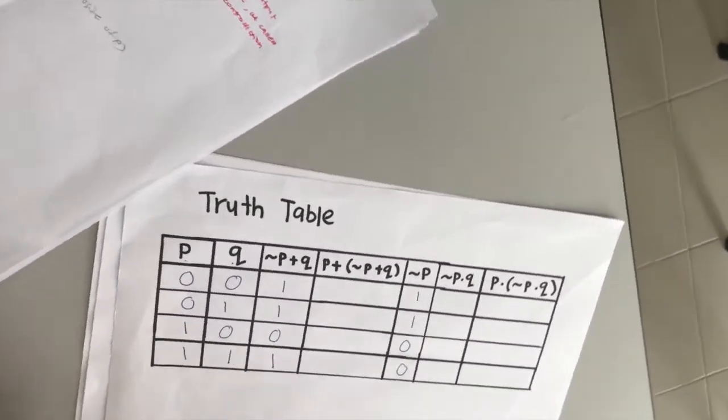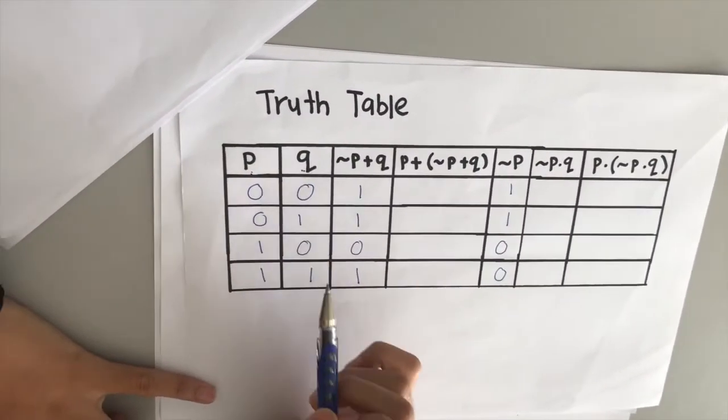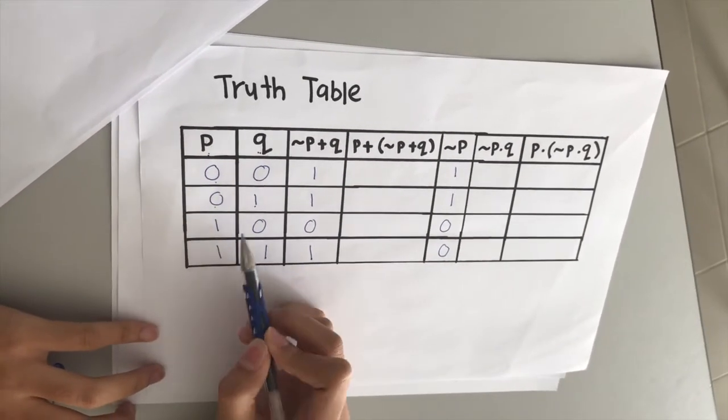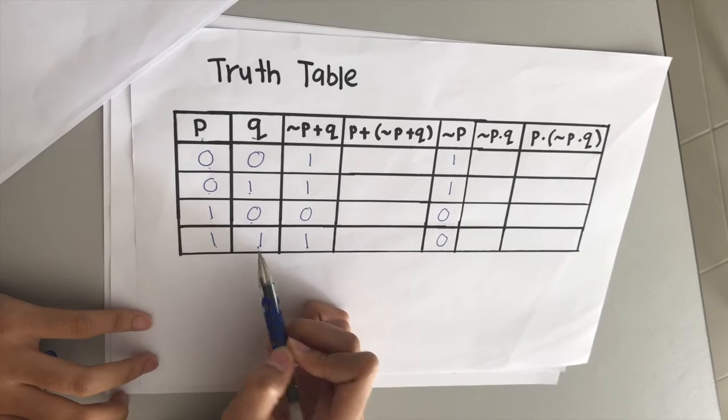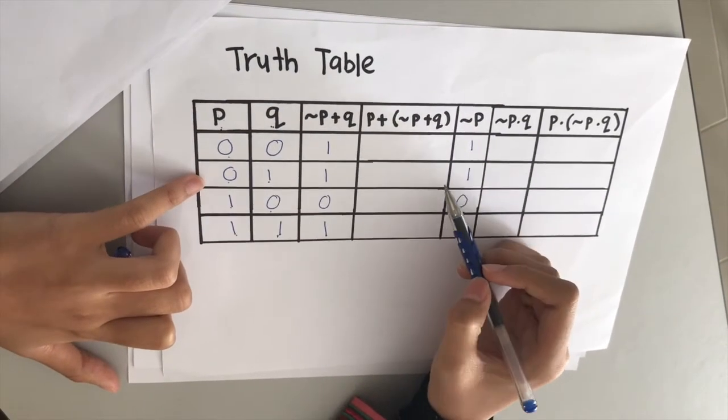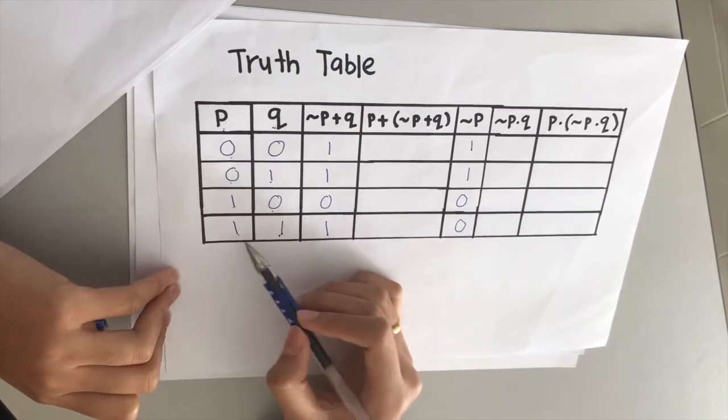Let's proceed to the truth table. We have two inputs, which are P and Q, and we fill them with the common binary numbers, which are 0, 0, 0, 1, 1, 0, 1, 1. And then we make the easiest one, which is not P. 0 will be 1, 0 will be 1, 1 will be 0, 1 will be 0.